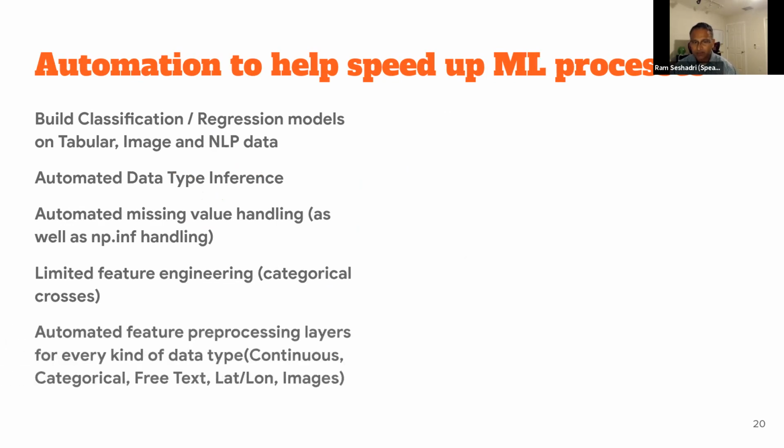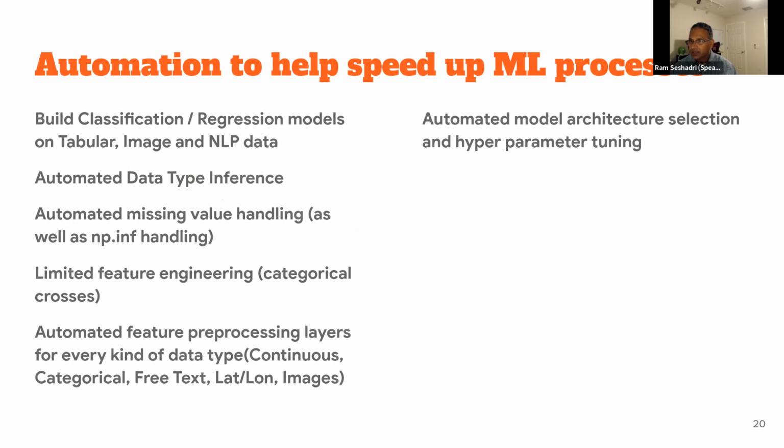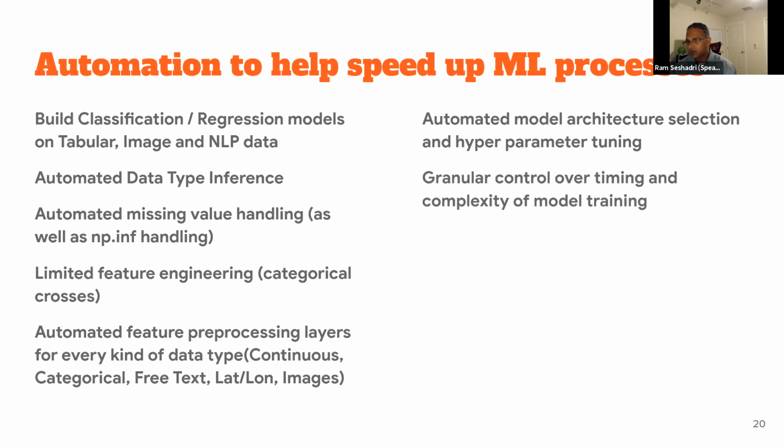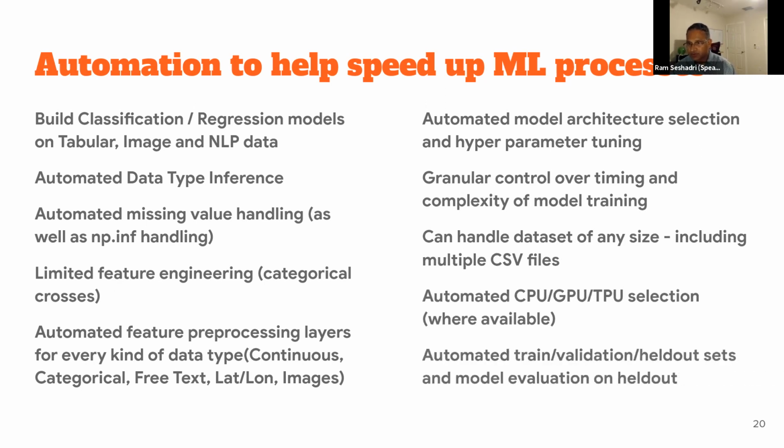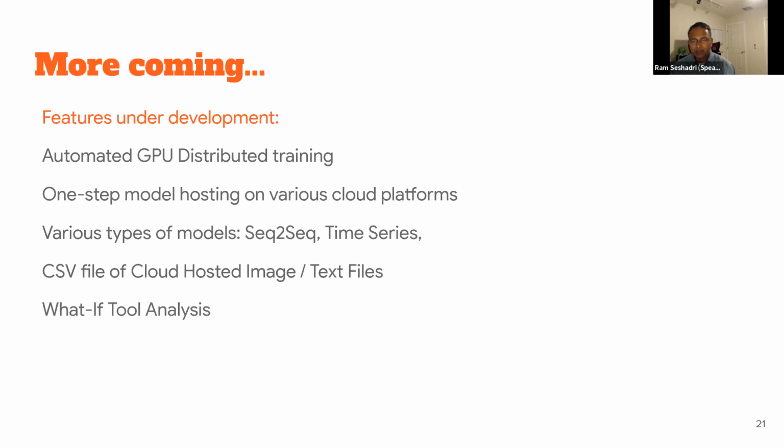It automates the pre-processing layers, like I said. It automates the model architecture selection and hyperparameter tuning. You can control how much time you want to spend. Like I said, fast, fast one, and so on give you a lot of complexity and control. And you can handle data sets of any size. It can also automatically select a GPU if it detects one on your machine, and TPUs as well.